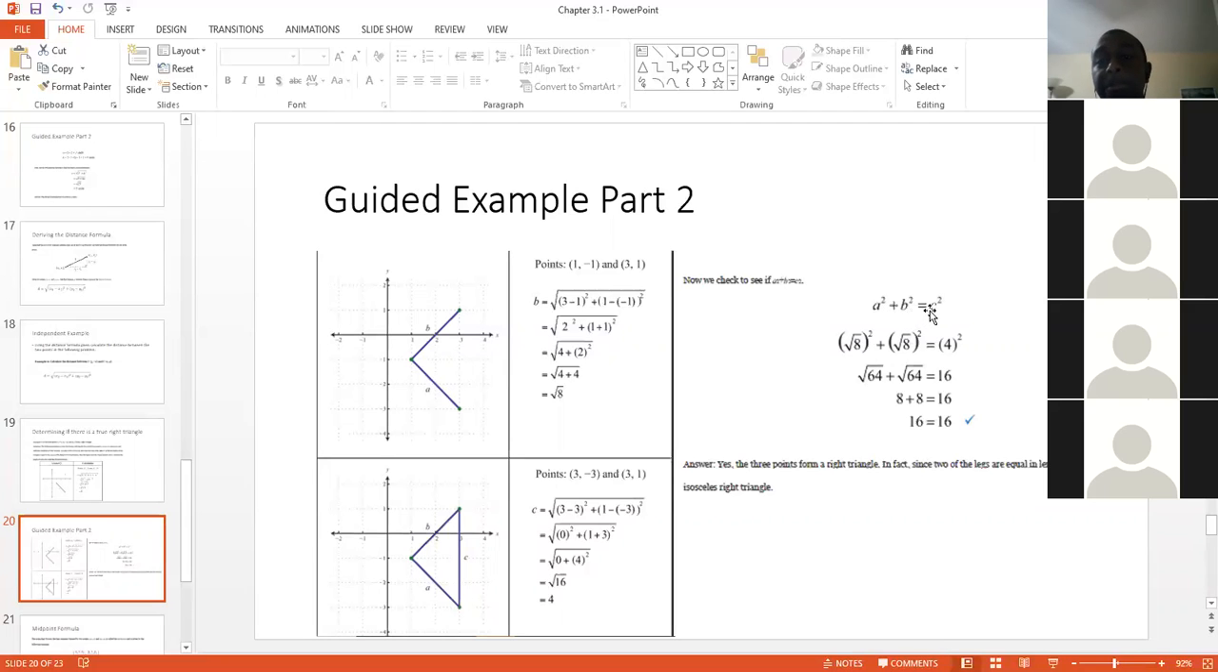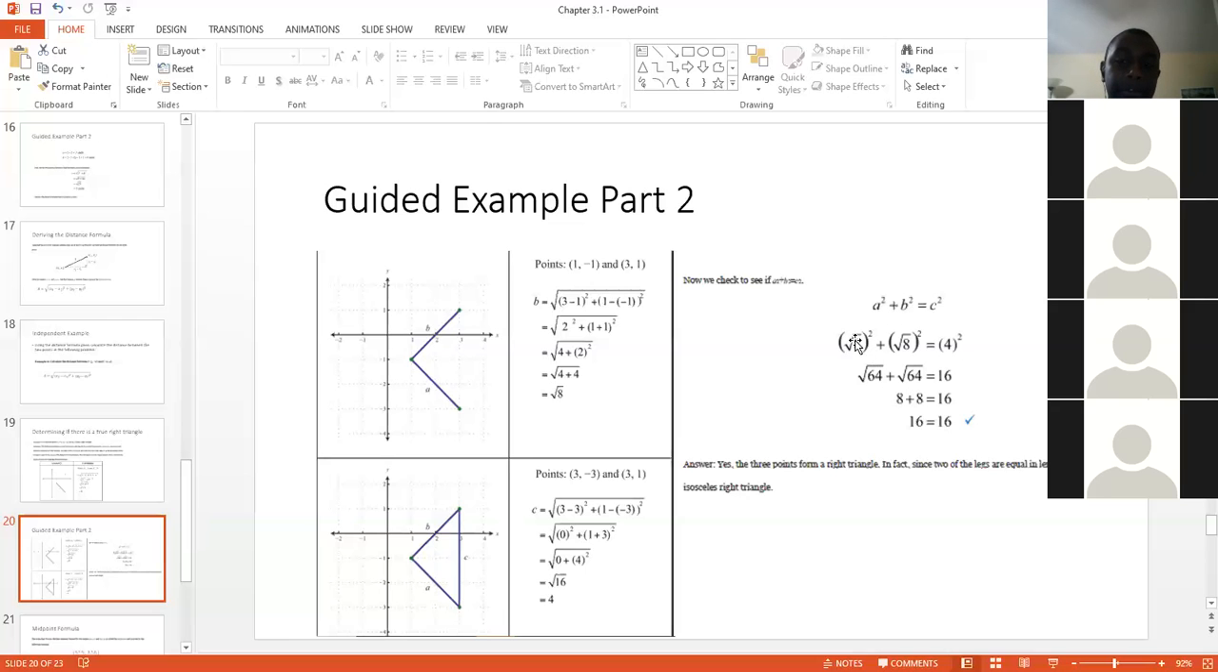So a squared plus b squared equals c squared. Side A was the square root of 8, and side B was the square root of 8. Side C was 4. Whenever you square a square root, the square root cancels out and the 2 cancels out. So it's just 8. You didn't have to do this step.